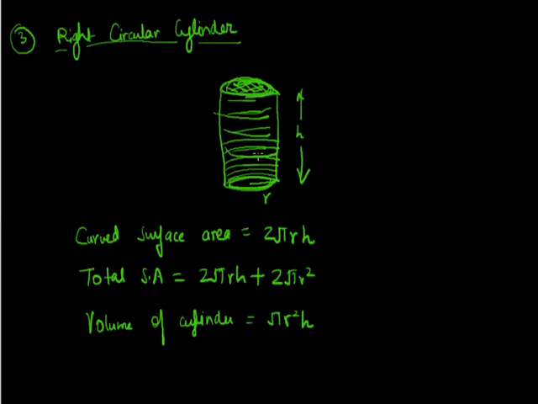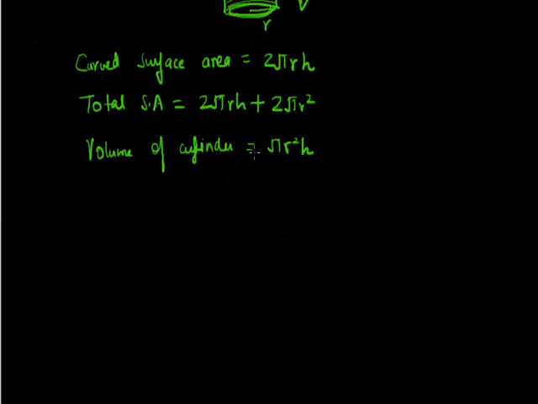So we use this formula for finding out the volume of a cylinder, and in this way we can easily find out the curved surface area, total surface area, and volume of the cylinder. Now we move on to the next 3D figure, that is the right circular cone.